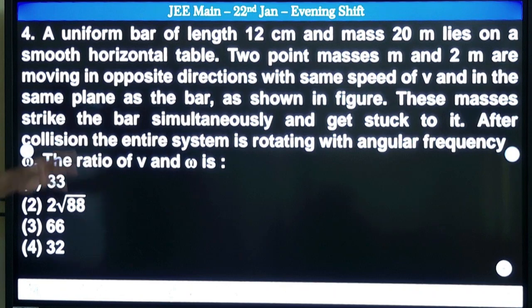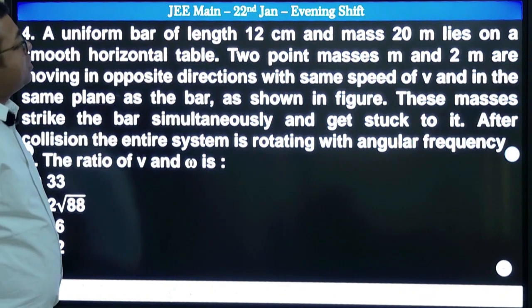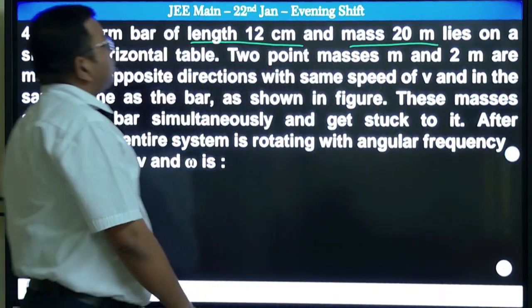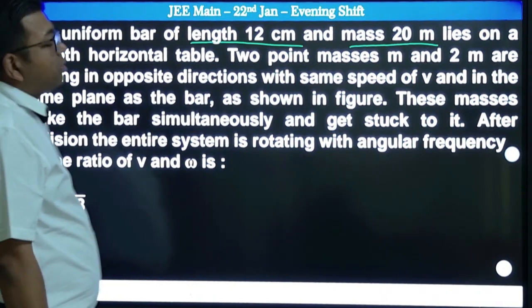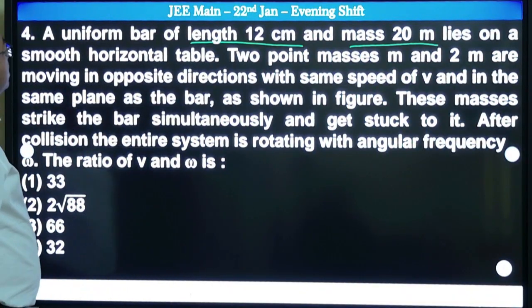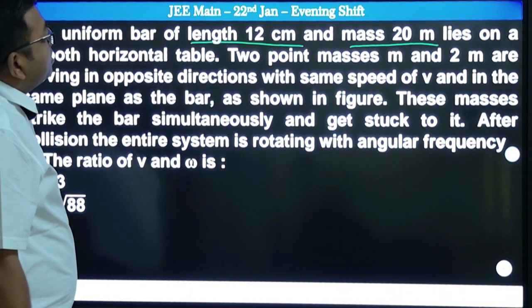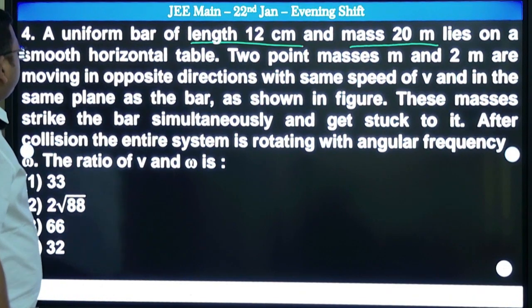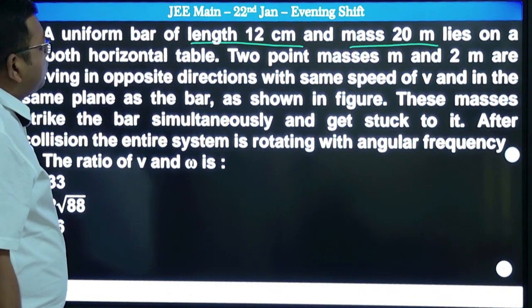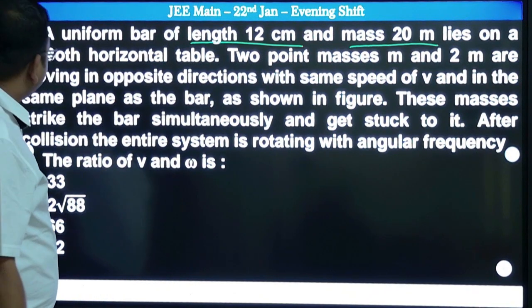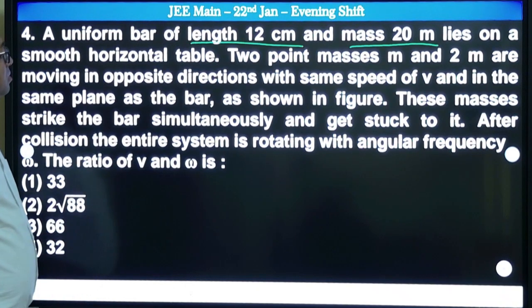A uniform bar of length 12 centimeter and mass 20 m. Okay, so length is given as 12 and mass is given as 20 m, not meter, it is 20 m. M may be some other mass. It lies on a smooth horizontal table. 2 point masses m and 2m are moving in opposite direction with the same speed v and in the same plane as the bar, as shown in the figure. These masses strike the bar simultaneously and get stuck to it. After collision, the entire system is rotating with angular frequency omega. Find the ratio of v and omega.